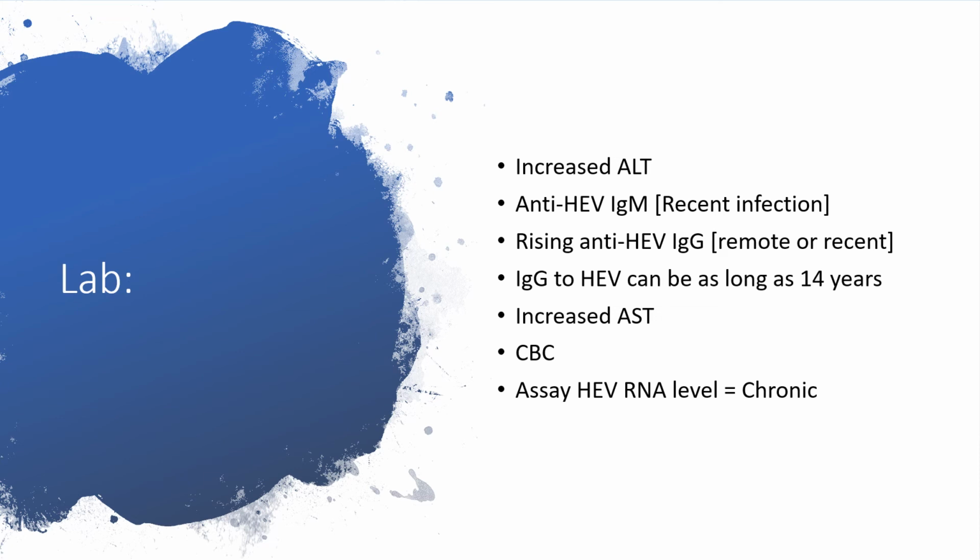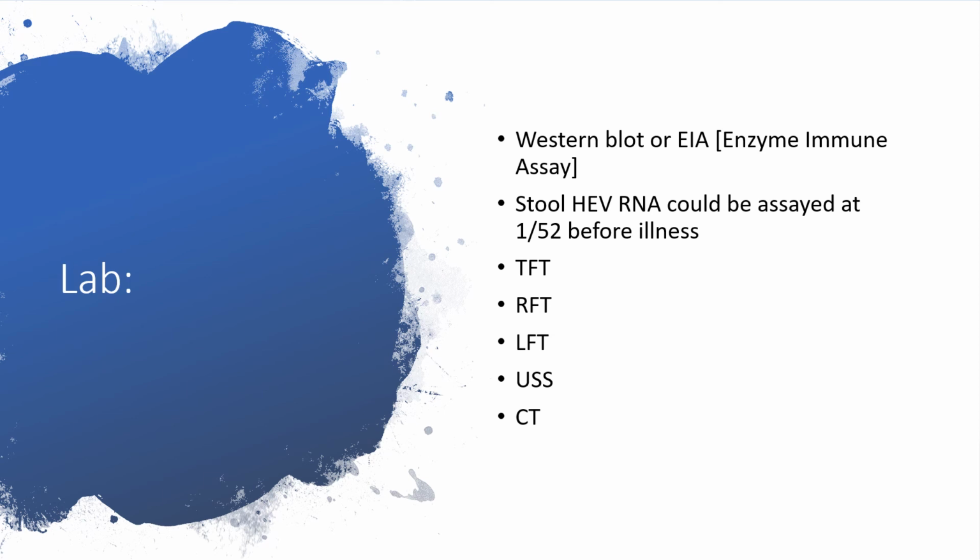Okay, we might be dealing with increased AST as well, and complete blood count would give the picture of either anemia or thrombocytopenia when platelets is assayed. We will also assay for the level of hepatitis E virus RNA, which will be pointing to chronicity. We want to come down on the definitive diagnosis, then we'll embark on Western blot or enzyme immune assay. We can have stool for hepatitis E virus RNA, and that could be assayed at 1 week before the illness.